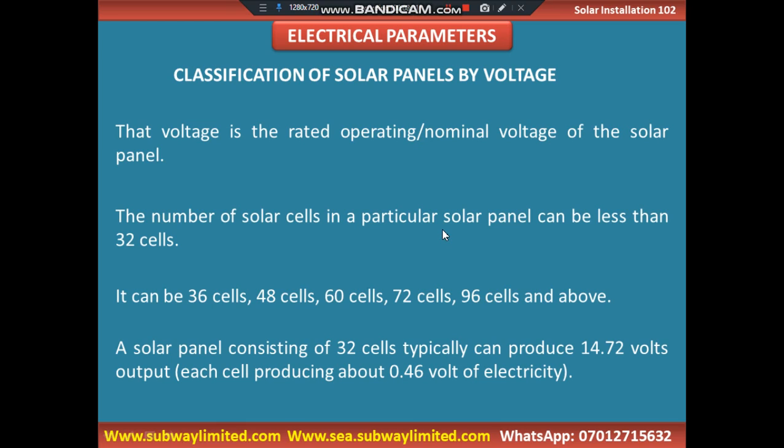We are going to do justice to a 24-volt solar panel so that you understand why we say that solar panels are based on voltage. Your solar panel can either be a 12-volt solar panel or a 24-volt solar panel. Join me in our next module.